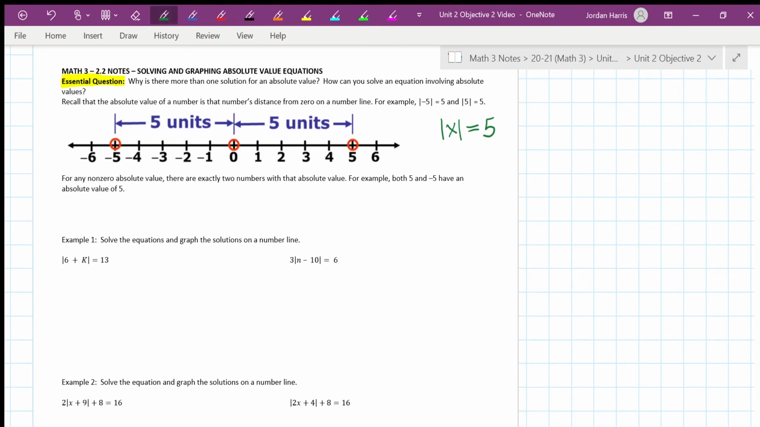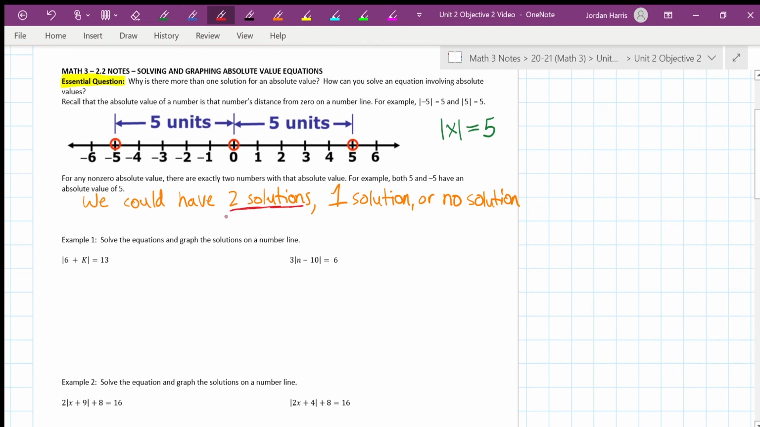Okay. So before we move on, just to point this out, we could have 2 solutions, one solution, or no solution. Two solutions happens if we have the absolute value of anything equaling a positive number. Just making it up: absolute value of something equaling a positive number. If that's the case, you will have 2 solutions.